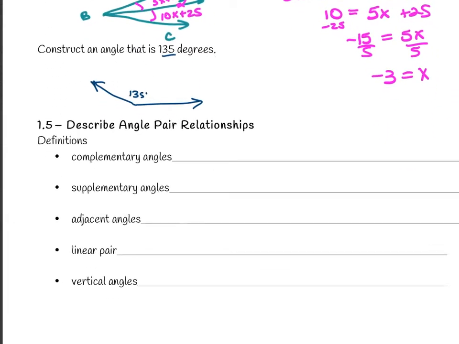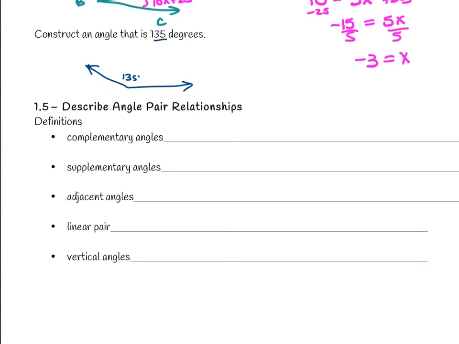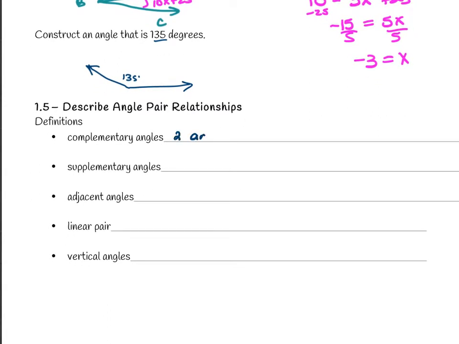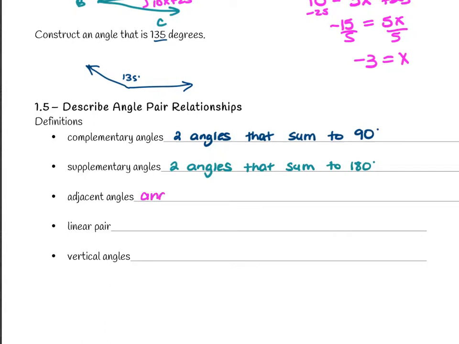All right, 1.5 says describe angle pair relationships. So complementary angles are two angles that sum to 90 degrees. Supplementary are two angles that sum to 180 degrees. Adjacent angles are angles that share a side and vertex, but do not overlap.